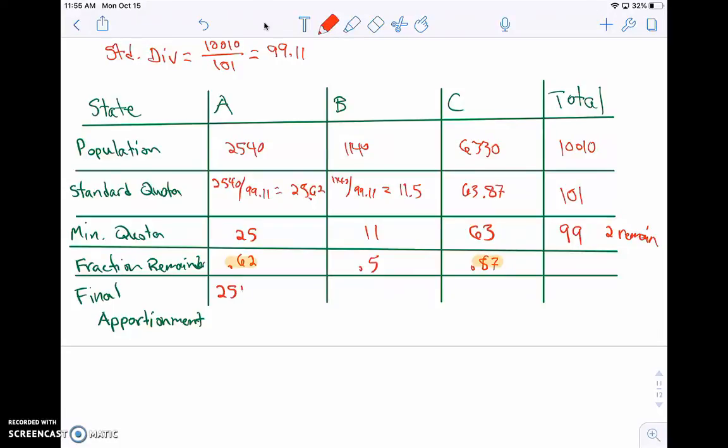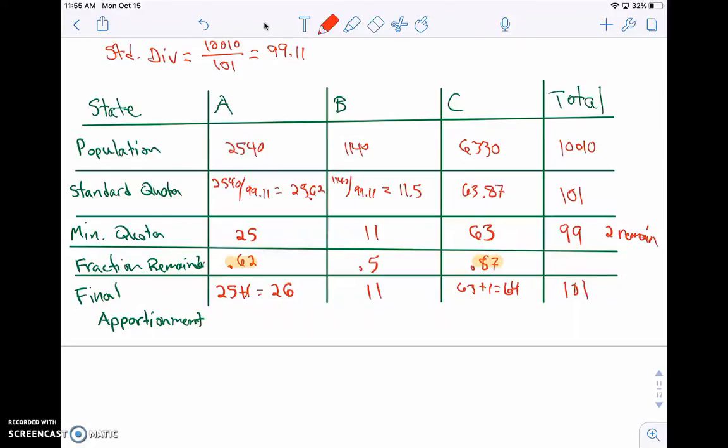So this one would be 25 plus 1 seats, so 26 seats here. This one stays at 11 for state B. State C would get 63 plus 1 more, or 64. And that would add up to our 101 seats.